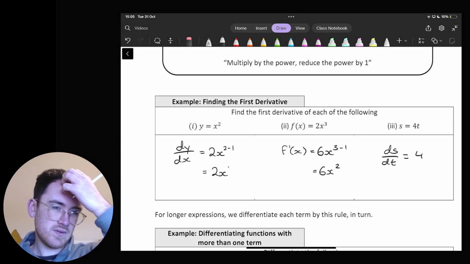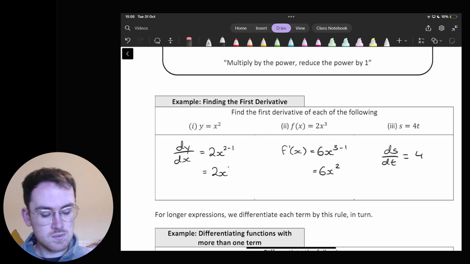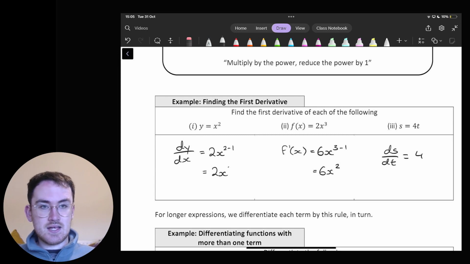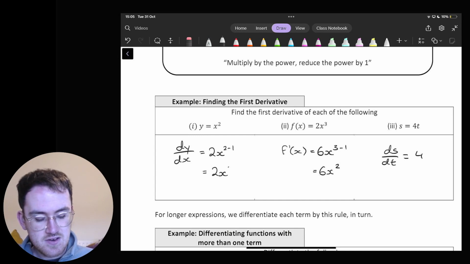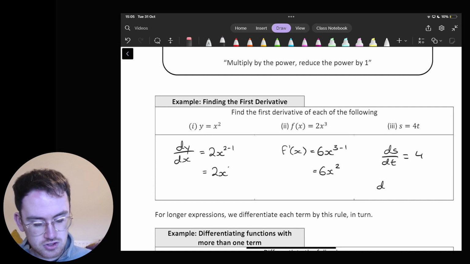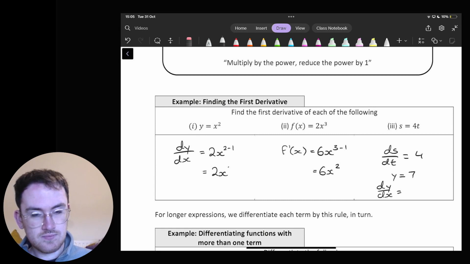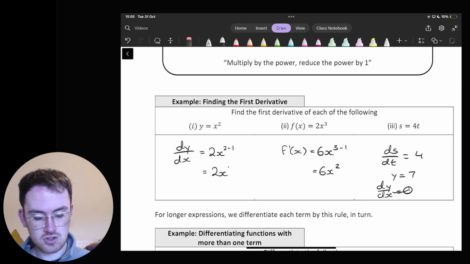Okay, the other key thing to note here with my derivatives, say for the last example there, is that when I reduce that power by 1, I get t to the power of 0, so that's just 1. If I have no variable at all, so say y is just equal to 7, then dy/dx is just going to be 0. The derivative of a constant just goes straight to 0.